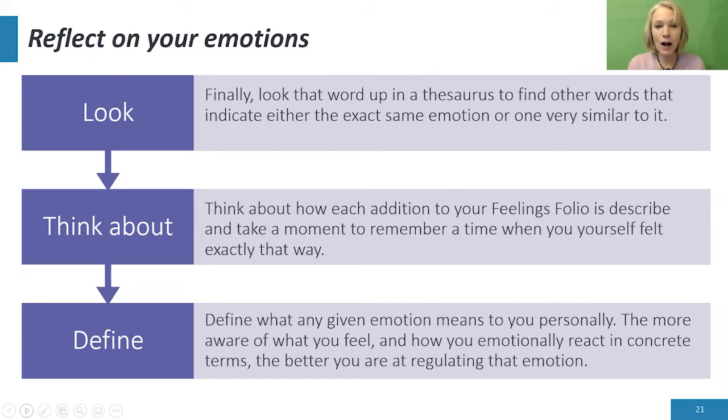So now you're going through a more engaged type of process where you're not just labeling it, but you're thinking about that label. You're thinking about how it applies to a certain situation that you've experienced in the past. And when you can actually take the time to think about how that emotion and what that emotion means to you personally, you're going to be more aware of how you feel. And then once you're more aware of those feelings, you're going to be better able to control those emotions and respond in a more positive way.